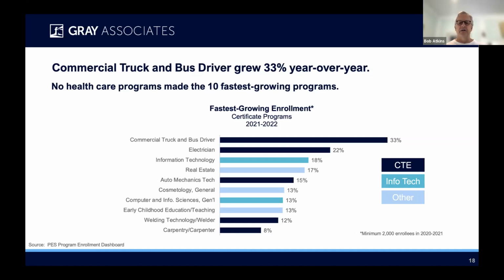Second is electrician. Then we have auto tech and two other techs, welding tech and carpenter. So in that career and technical education space. Then we have some info tech, both in the info tech literally and computer sciences, and then a variety of other things, real estate, cosmetology, and early childhood education, all growing well above average.